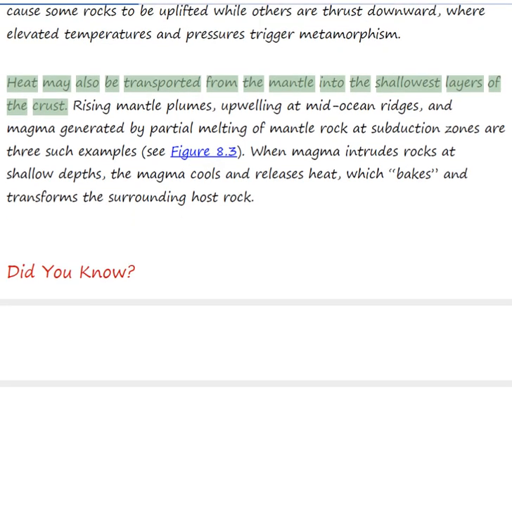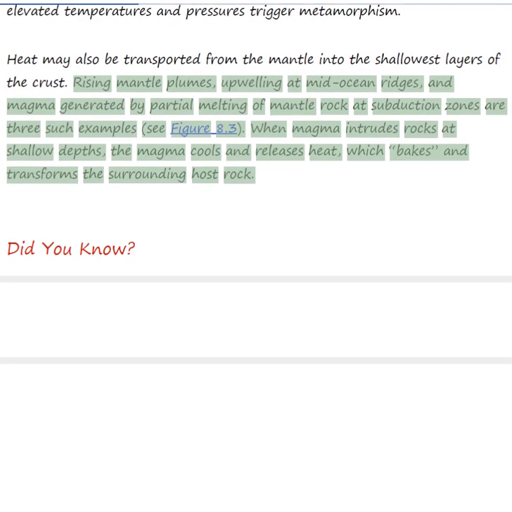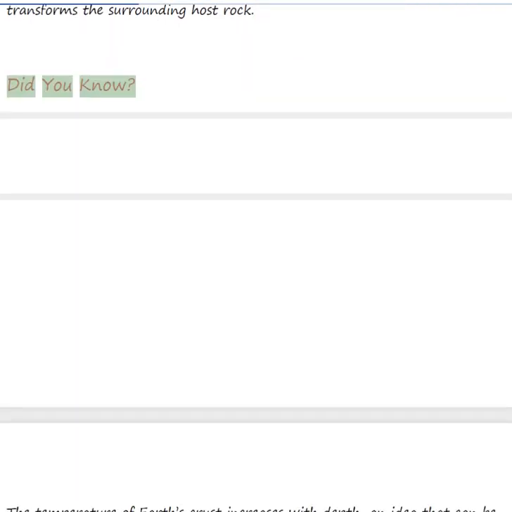Heat may also be transported from the mantle into the shallowest layers of the crust. Rising mantle plumes, upwelling at mid-ocean ridges, and magma generated by partial melting of mantle rock at subduction zones are three such examples. When magma intrudes rocks at shallow depths, the magma cools and releases heat, which bakes and transforms the surrounding host rock.